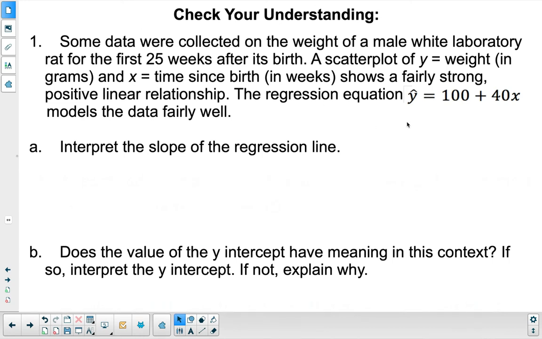In this video, we're going to go over the check your understanding from 3.2.